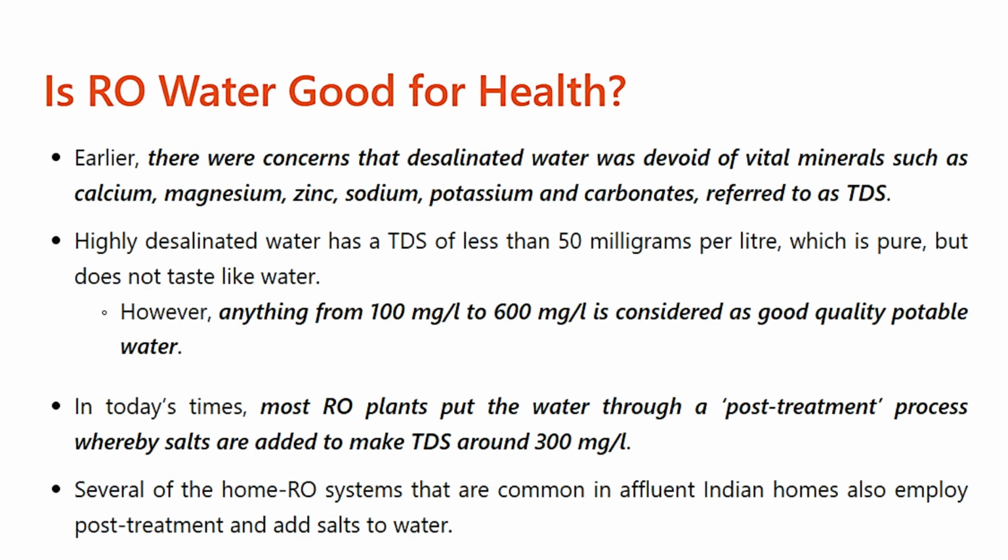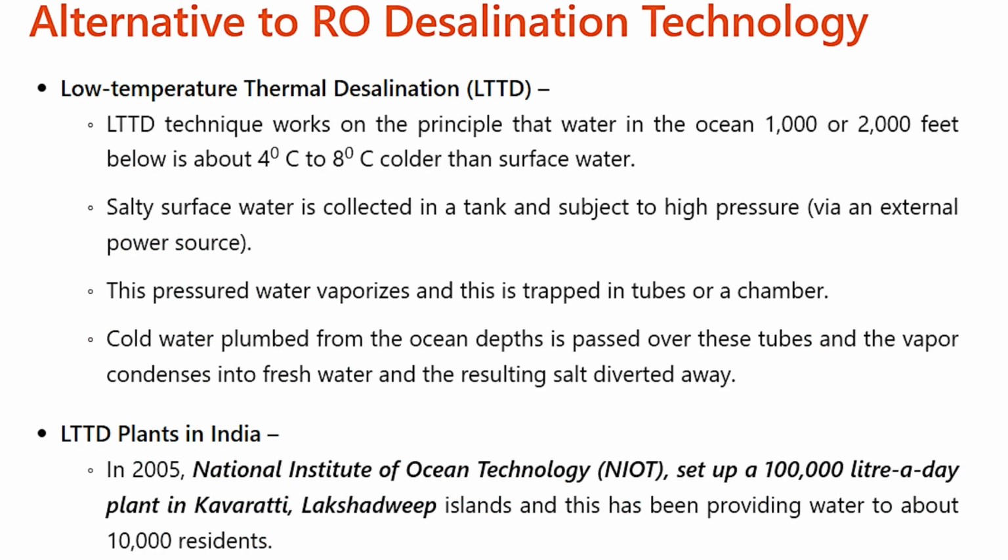In today's times, most RO plants put the water through a post-treatment process whereby salts are added to make TDS around 300 mg/L. Several of the home RO systems that are common in affluent Indian homes also employ post-treatment and add salts to water. Alternative to RO desalination technology.